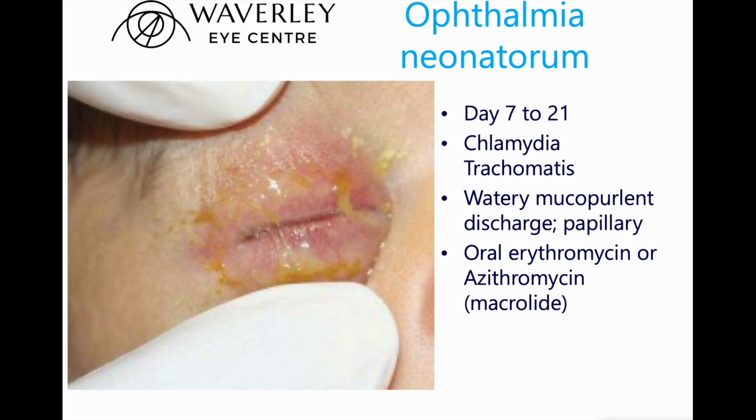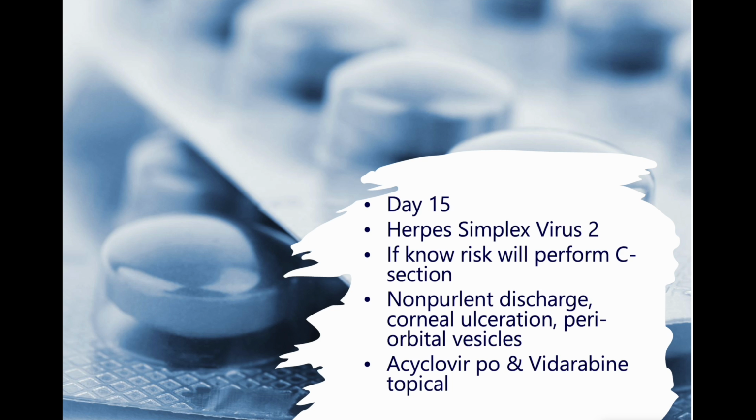It could be strep or Staph aureus, but that's less likely. So we'll just assume it's chlamydia. And that one works really well with the macrolides orally. Once you get past week 2, or start like day 15 plus, you start thinking virus, and the one you want to keep in mind is your HSV2.